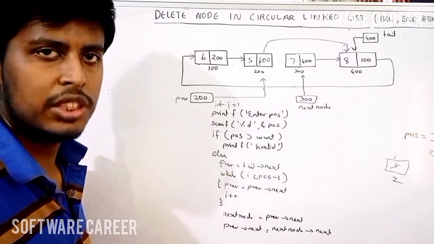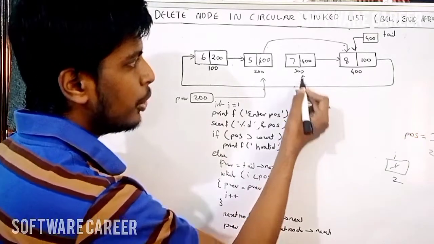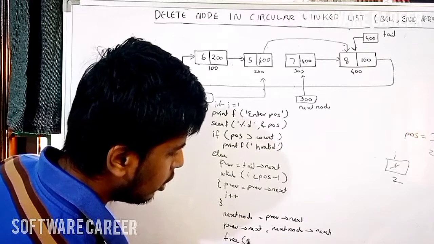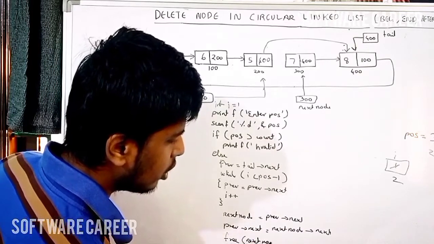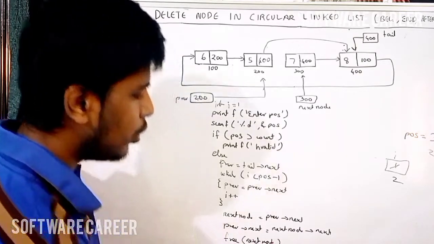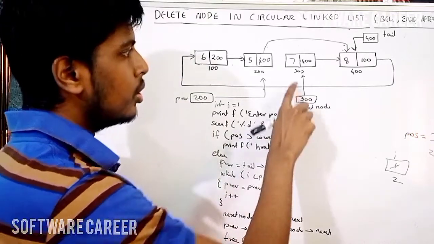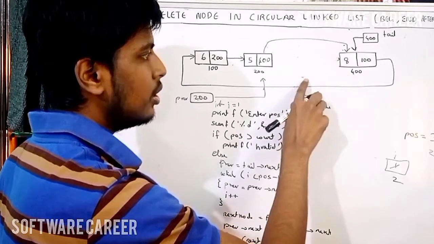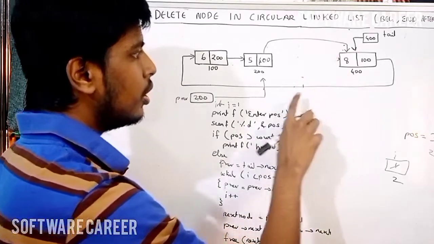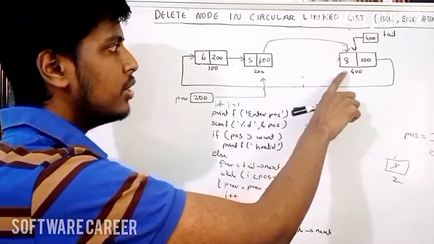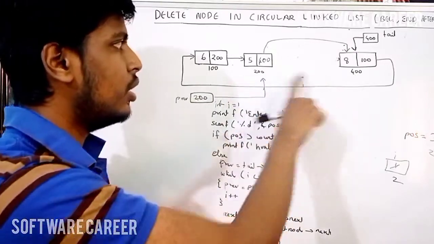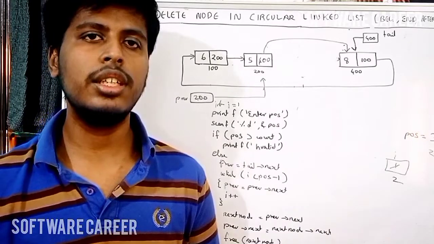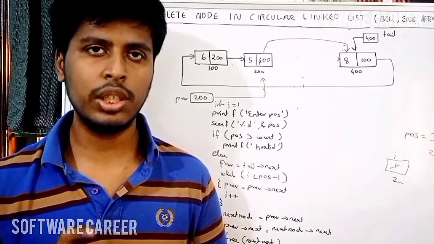How to delete this garbage value? See here, next node is pointing to that node. So I can write free next node. Now what is next node? Next node is 300. So this node 300 is deleted, and this link also gets deleted, and this pointer next node is also deleted. Now you have a circular linked list with only 3 nodes. The node at position 3 is deleted. So this is how you should delete a node at a particular position in the circular linked list.